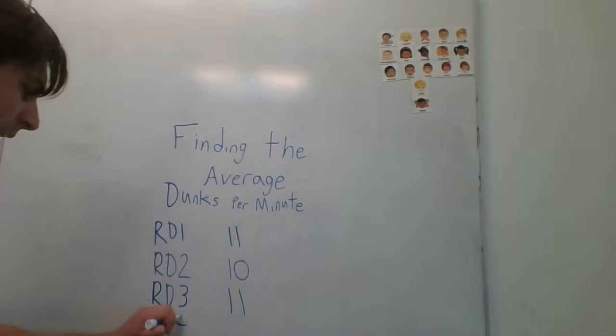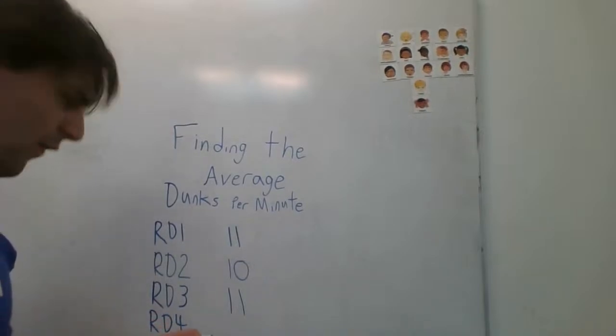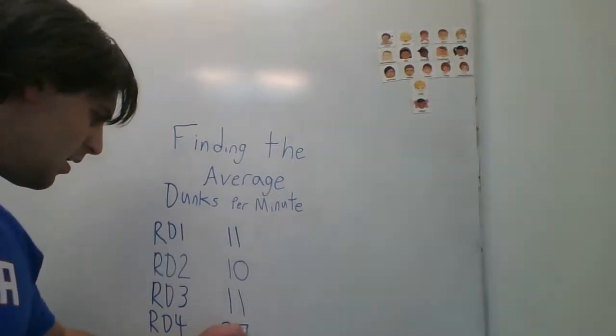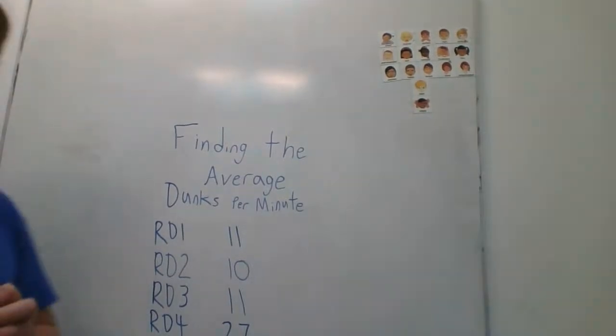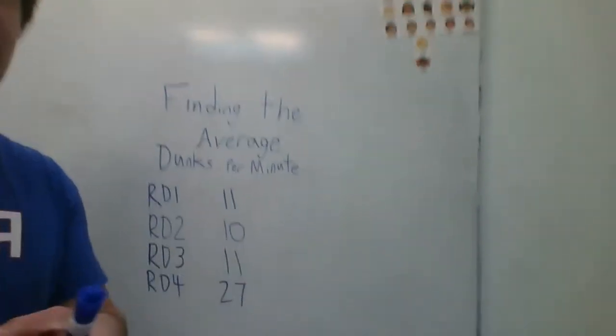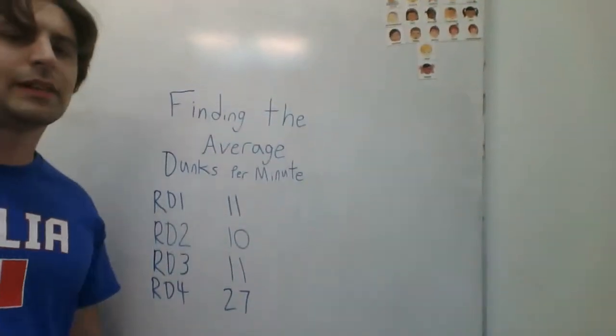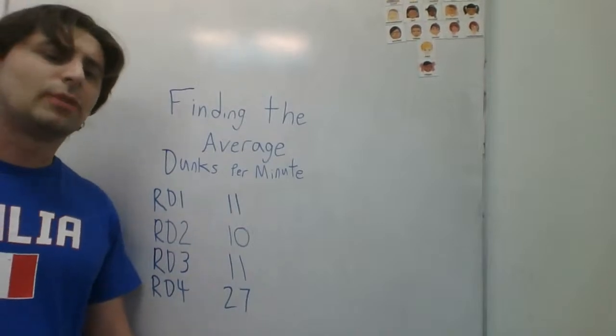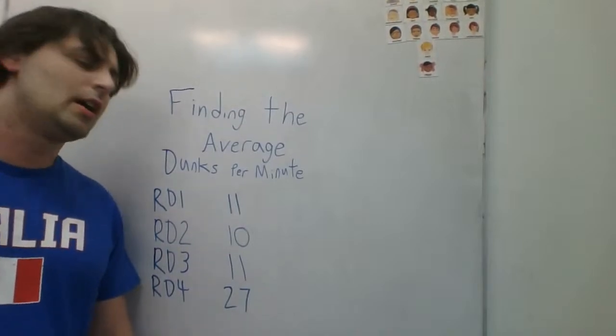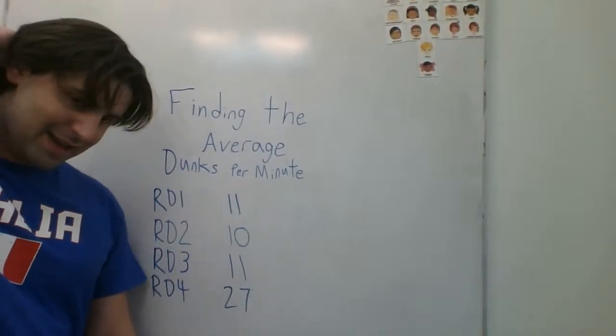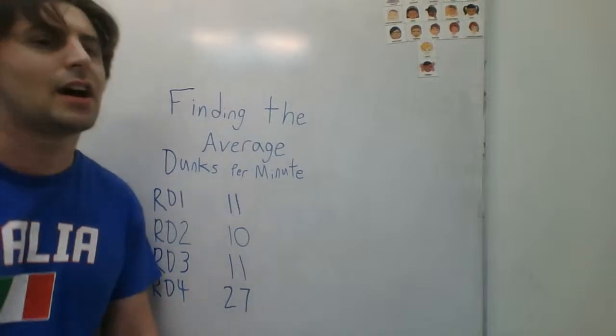All right, round 4. Round 4, 27. So I got 11 dunks in round 1, 10 dunks in round 2, 11 dunks in round 3, 27 dunks in round 4. Round 5 is going to be between the leg dunks.